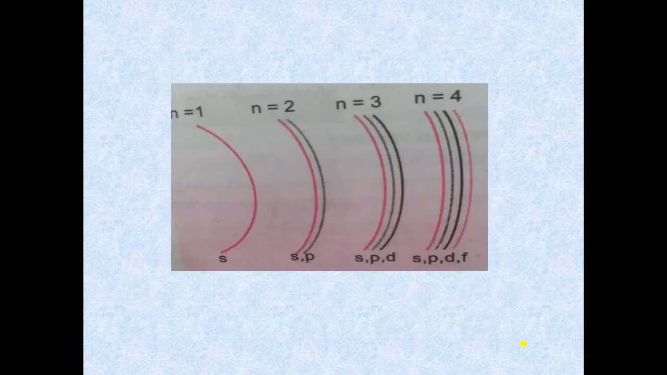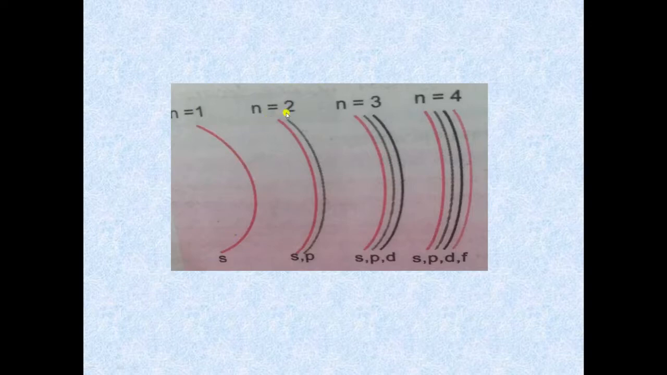So from this diagram we can see that when value of principal quantum number, that means n, is equal to 1, then only one subshell is present, and name of the subshell is S. So in first shell, one subshell is present which is named as S.